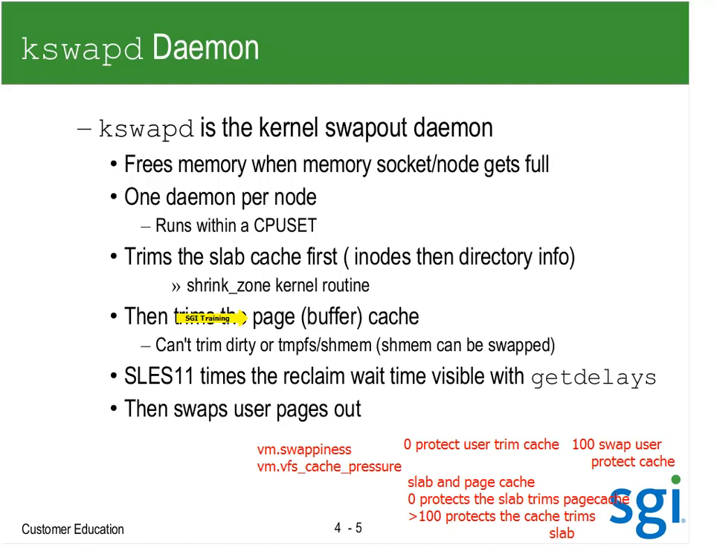Now last night, before I finished up with Floyd, I'd set a whole bunch of sysctl parameters to exaggerate the slab so that the slab would get as much memory as possible. But then when I hit the perf top hang, I lost that scenario. SLES 11 now does have a reclaim wait time visible with getdelays, so I can actually attach to a process and see how long it's waiting for something. After we've trimmed the slab and the page cache, then we'll start swapping out user pages. I'm going to come back to that later in the week when we get into the page cache section.